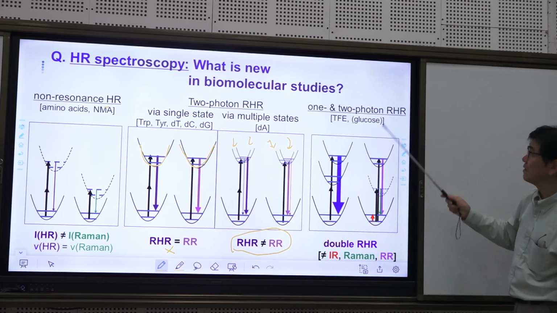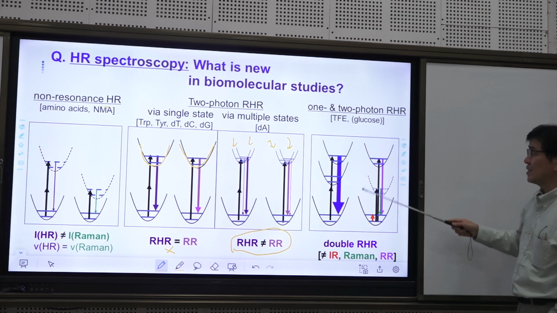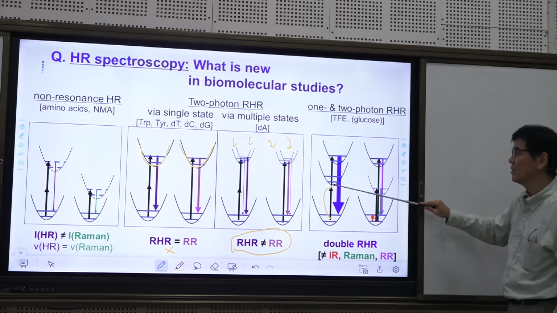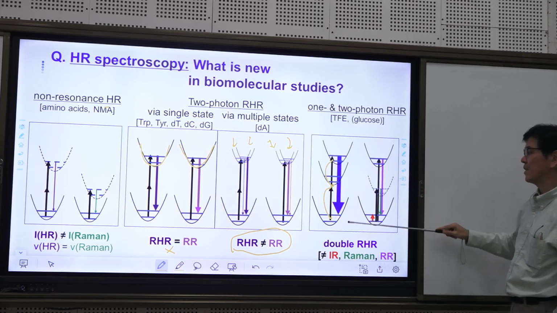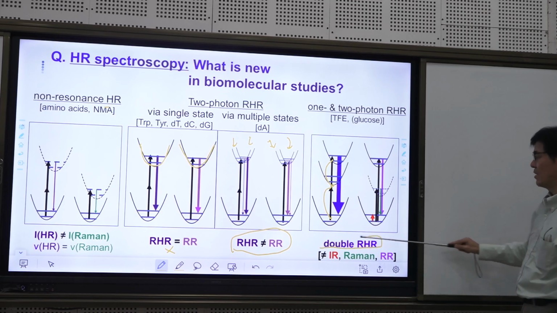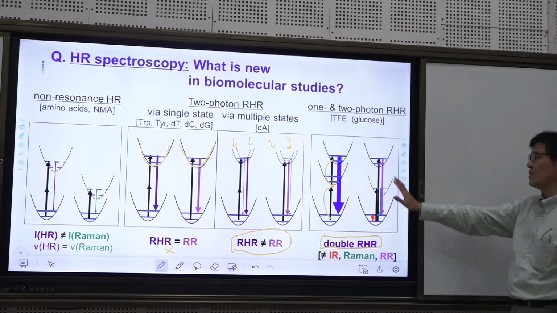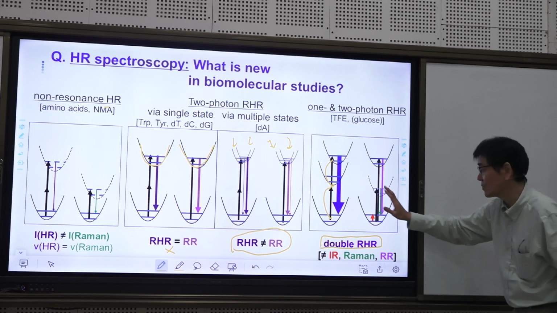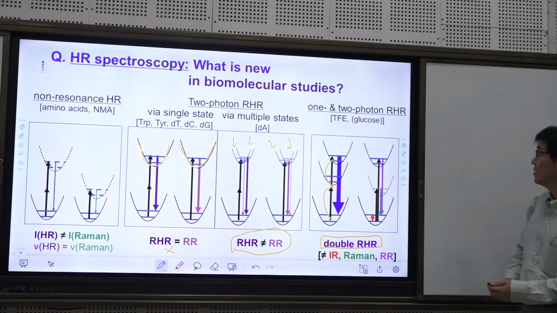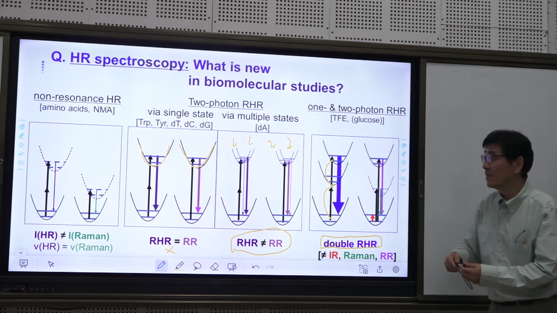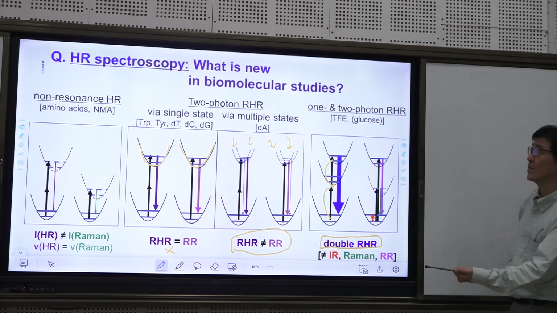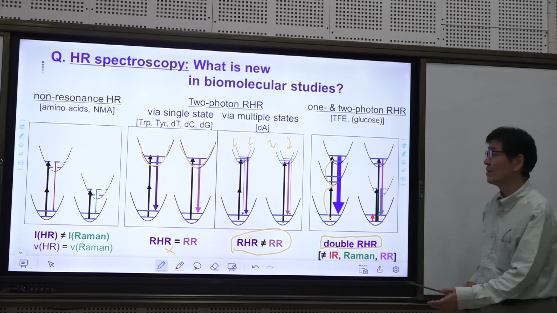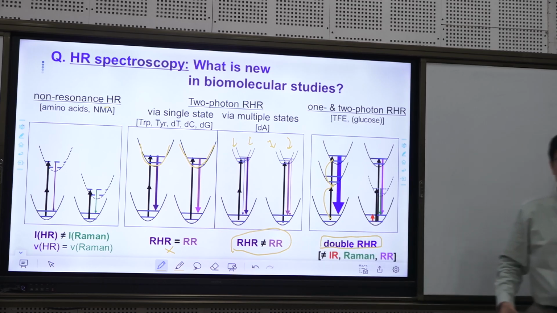And in the last example, if some species is allowed to resonate with two intermediate states, then double resonance hyper-Raman is possible. And in this case, very unique information will be obtained from hyper-Raman spectroscopy. Okay, this is a summary of the novelty of hyper-Raman spectroscopy. So depending on the condition, information may be new or not new.